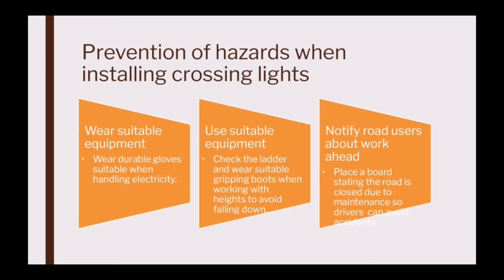There are several ways of preventing hazards when installing crossing lights, which are wear suitable equipment, use suitable equipment, and notify road users about work ahead. For wearing suitable equipment, the installer must wear durable gloves suitable when handling electricity. The second one is to check the ladder and wear suitable gripping boots when working at heights to avoid falling down. About notifying the road users, they must place a board stating the road is closed due to maintenance so drivers can avoid accidents.